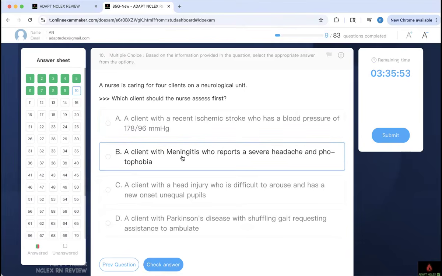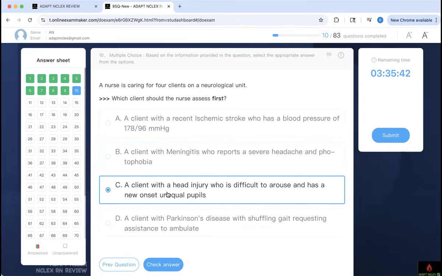What do you think? Prioritization. Pick your answer. Let me know who is in trouble. What do you think? I can tell you the right answer. Somebody with the head injury who is difficult to arouse and has new onset pupillary change. That's what? Herniation, bad problem.